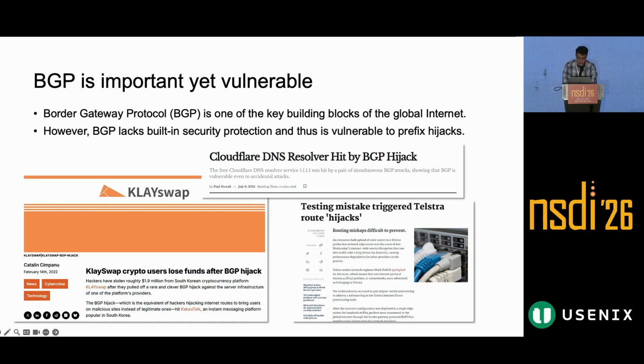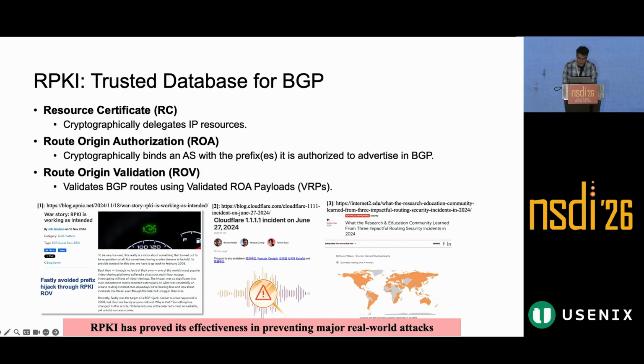And as we know, BGP is the backbone of global internet connectivity. However, BGP was proposed without any built-in mechanisms to ensure security, making it vulnerable to prefix hijacks. And several hijack events have caused widespread consequences, leading to significant financial losses. And to address the vulnerability of BGP, RPKI is standardized by the IETF as a trusted database for BGP.